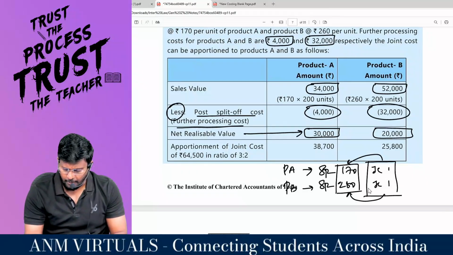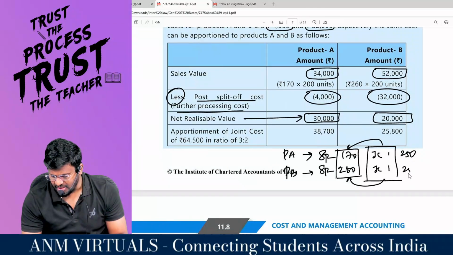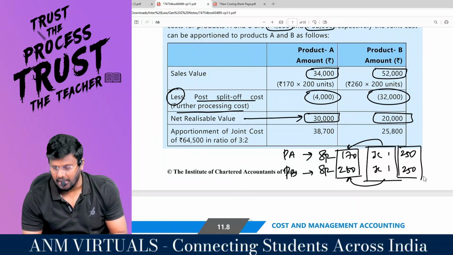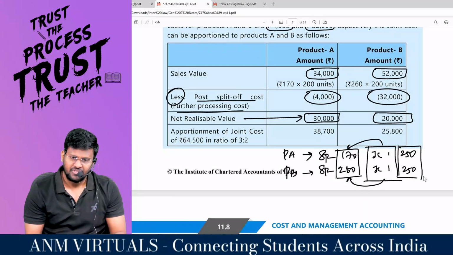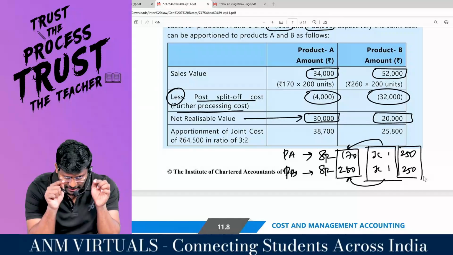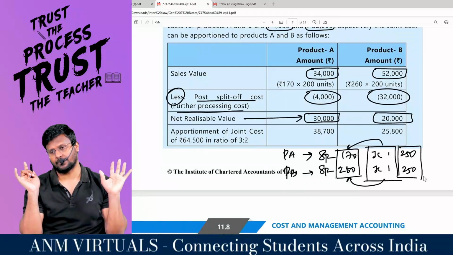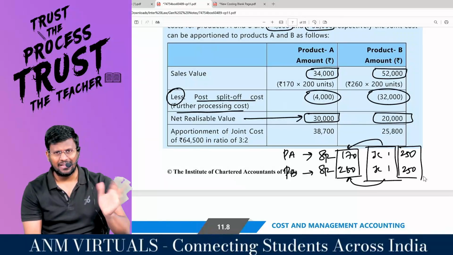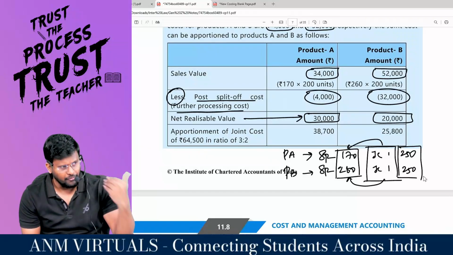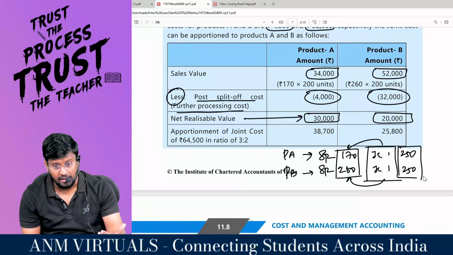My dear lovable students, now if this one has a selling price of 250 rupees and that one also has a selling price of 250 rupees, then the ability to incur the cost is the same. In that circumstance you can use the number of units method. In case the selling price is invariably much higher, which method is better? The NRV method.